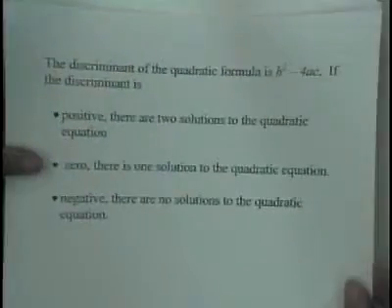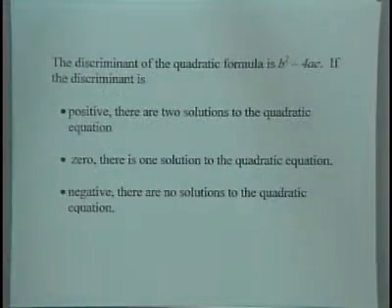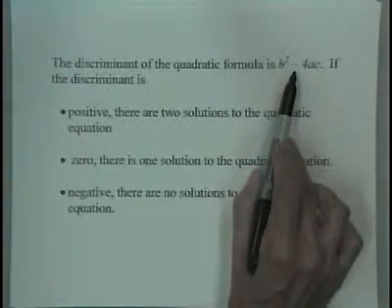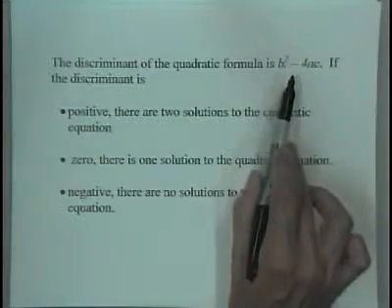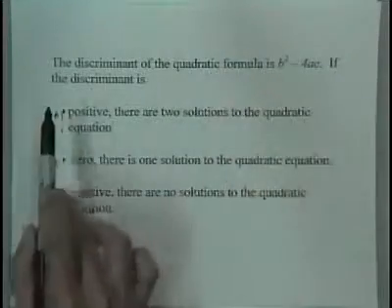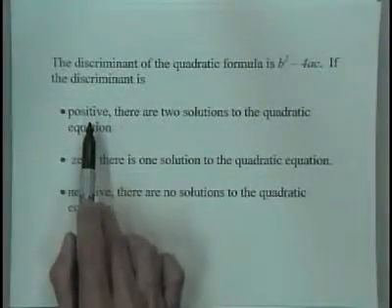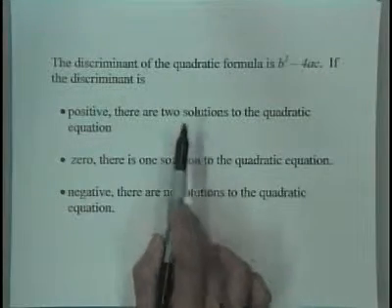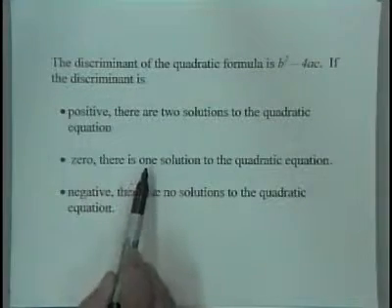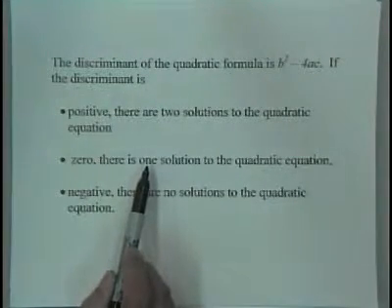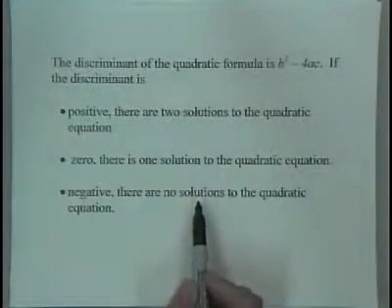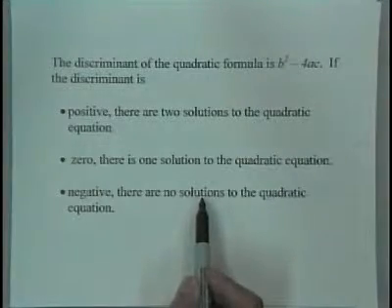There's one particular bit of the quadratic formula that's of importance, and it's called the discriminant. The discriminant of the quadratic formula is b squared minus 4ac. This is exactly the quantity that is inside the radical in the formula. If this discriminant is positive, you know there will be two real solutions to the quadratic equation. If the discriminant is 0, there's only one solution, and we saw an example like that. If the discriminant is negative, there are no real solutions to the quadratic equation.